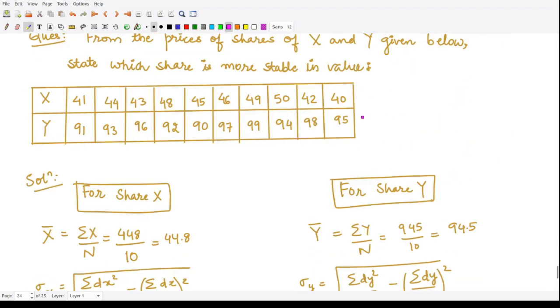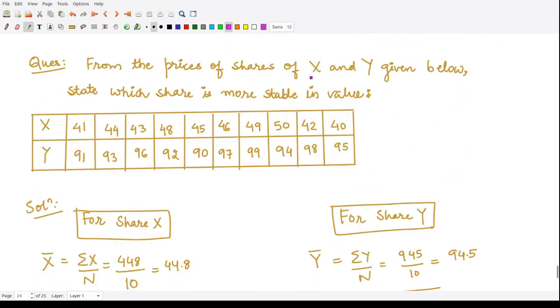Suppose you are to compare the prices of two shares. One is X share, another is Y share, right? So the data is given to you. There are some observations: 1, 2, 3, 4, 5, 6, 7, 8, 9, 10. In total 10 observations. The rates of shares are given to you, suppose, for 10 days, for this X share and for this Y share, right? Now we have to determine which share I should invest in.